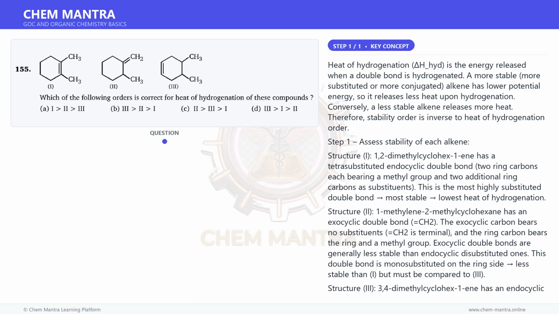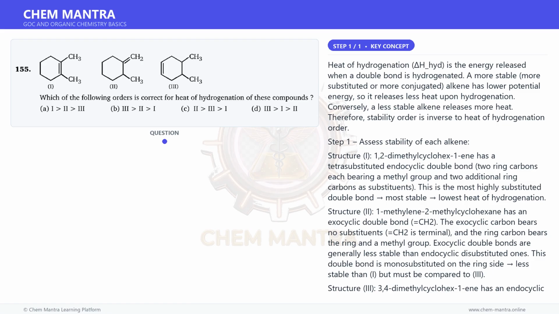Step 2. Compare 2 and 3. Exocyclic methylene C=CH2 double bonds are less stable than endocyclic double bonds of comparable substitution because endocyclic double bonds benefit more from hyperconjugation and ring geometry. A monosubstituted exocyclic double bond, 2, is less stable than a disubstituted endocyclic double bond, 3. Therefore, stability: 1 > 3 > 2.